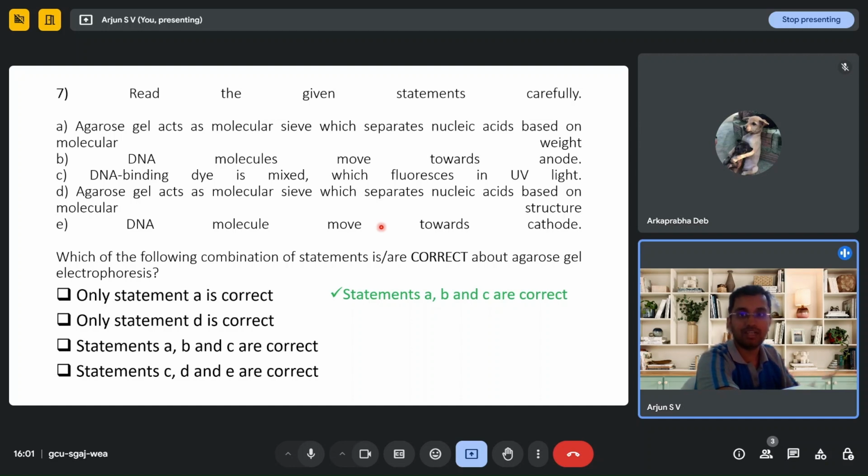And agarose gel acts as a molecular sieve which separates nucleic acids based on molecular weight. So the smaller molecular weight DNA moves farther, whereas the larger molecular weight DNA moves less far from the loading area. So statements A, B, and C are correct.